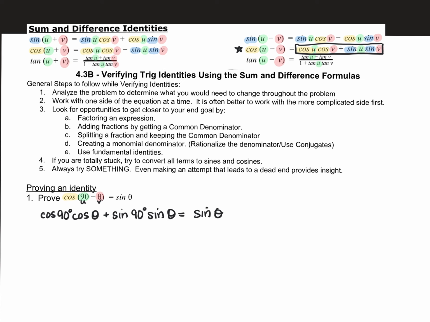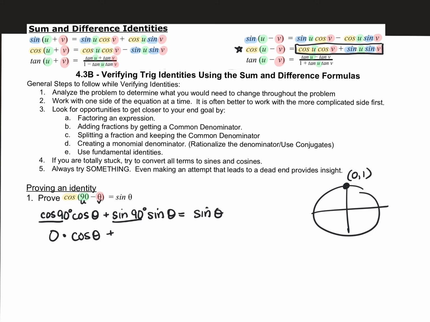Okay, so now our knowledge of our unit circle is going to become really important. The first thing I'm going to ask myself is, what is the cosine of 90? What is the sine of 90? Because I have an actual numerical value for an angle, I can do some evaluating. So cosine of 90, think about your unit circle. Up here at 90, you have a value of 0 for x. So I'm going to do 0 times the cosine of theta, plus my y value is 1, times the sine of theta, equals the sine of theta.